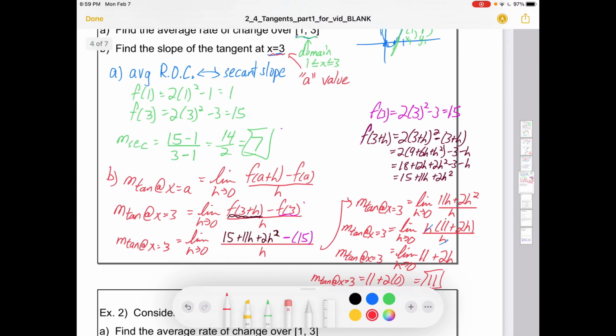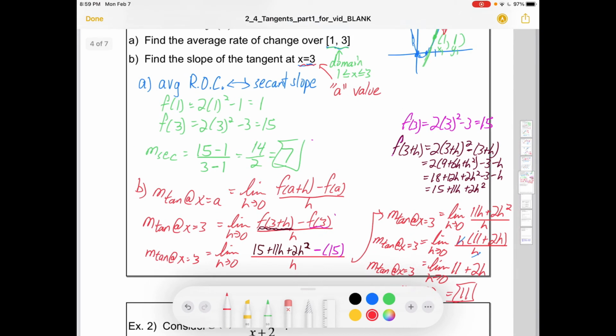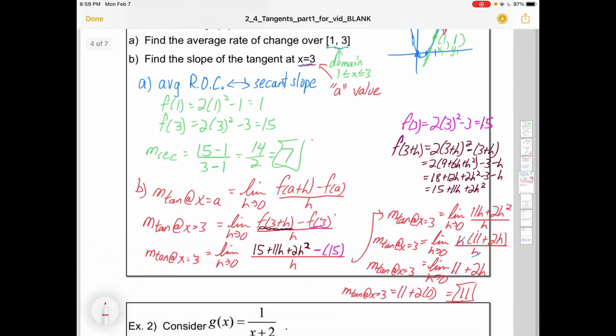Okay, was it kind of a pain? I mean, yeah, we had to worry about doing all this extra stuff off to the side just so that we could plug it in. But in the end, it was just a fairly simple limit to deal with. Finding the average rate of change, that did not require any limits at all because average rate of change is just secant slope, which we could do probably since grade 10.